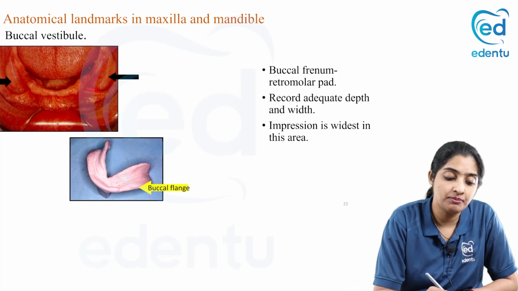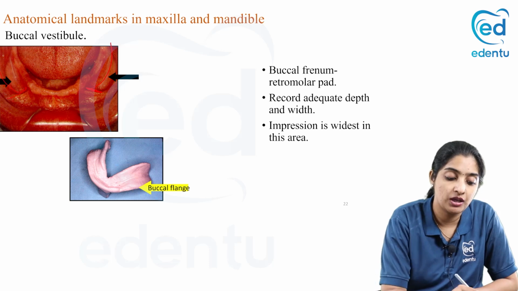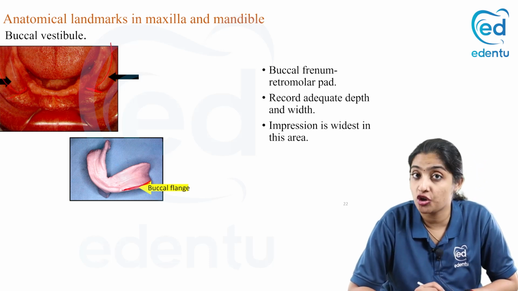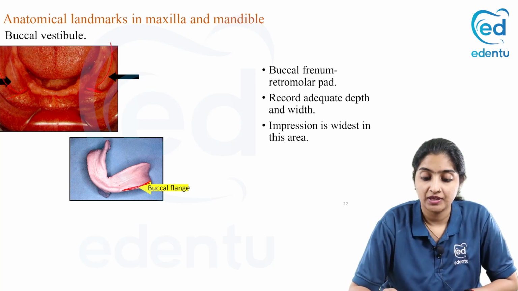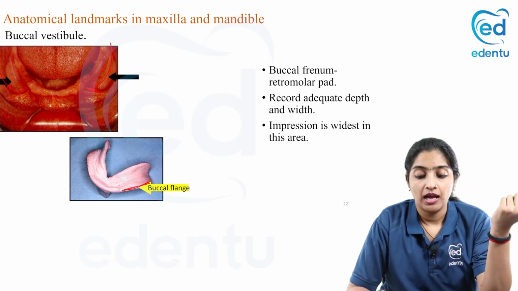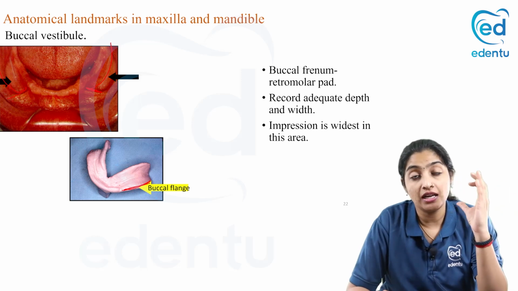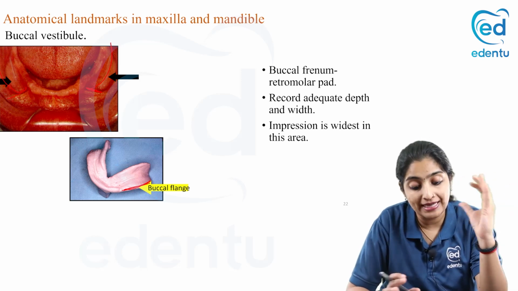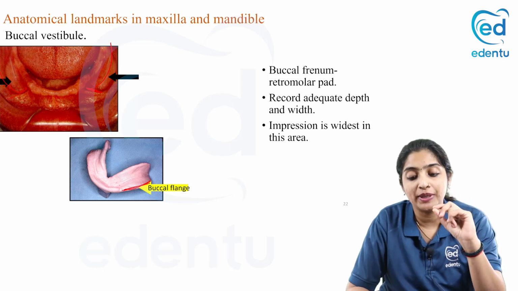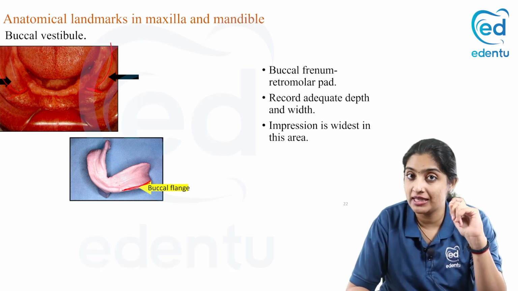From the buccal frenum beyond is the buccal vestibule. That is where the buccal flange in the denture or the impression is seen. It extends till the retromolar pad area. Again, this is the area which will give the widest area in the impression, and to record the adequate depth and width, proper border molding is necessary.